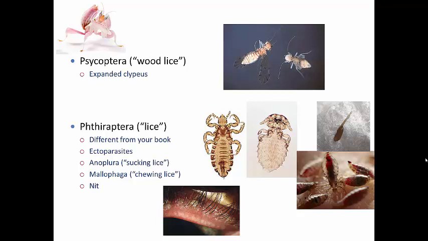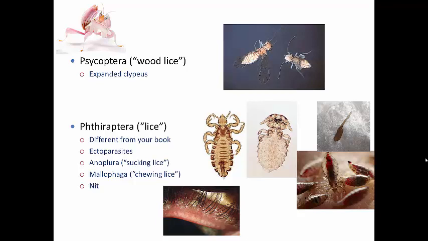Now, the Psocoptera are very abundant worldwide, but they're often overlooked. Whenever we have these overlooked organisms, it means that they don't have a lot of impact on animals or on humans or on things that we care about. So they're not really pests in our mind. They don't do a lot of real damage. They can cause some damage, but they're not as annoying to us as other organisms. So they tend to be overlooked.